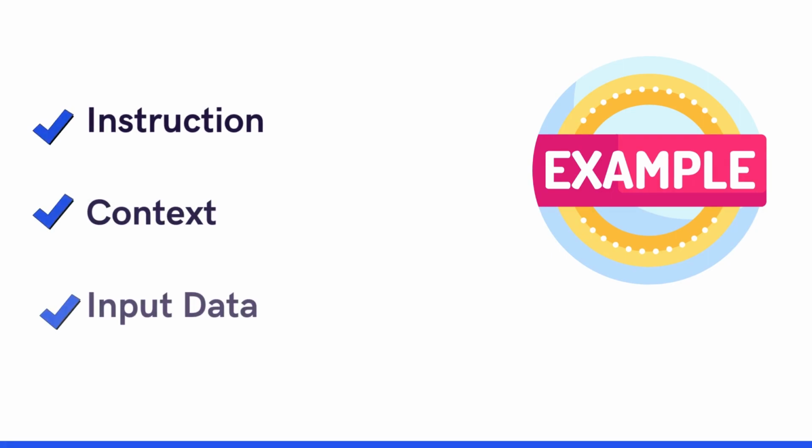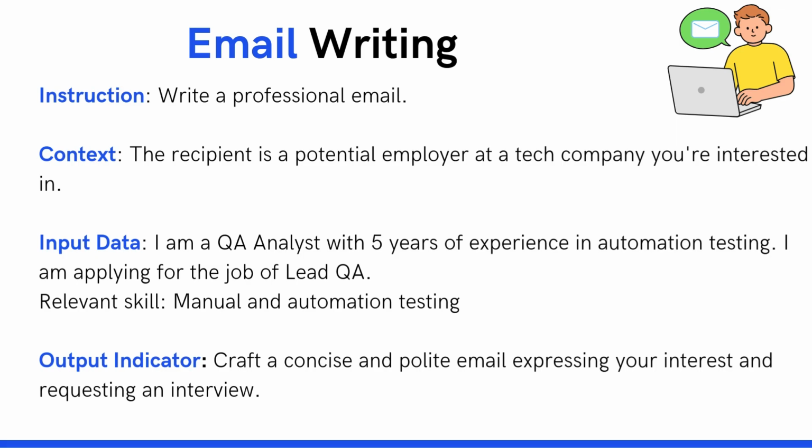Let's discuss some of the examples taking all the elements of prompt. Let's start from basic, that is email writing, where your instruction will be something like write a professional email. And the context can be the recipient is a potential employer at a tech company you are interested in. Input data. Briefly introduce yourself, mentioning a specific job you are applying for and highlight a relevant skill or experience. And the output indicator can be craft a concise and polite email expressing your interest and requesting an interview.